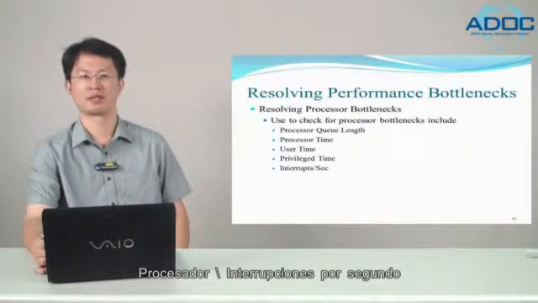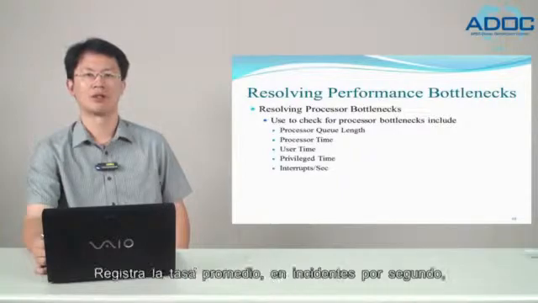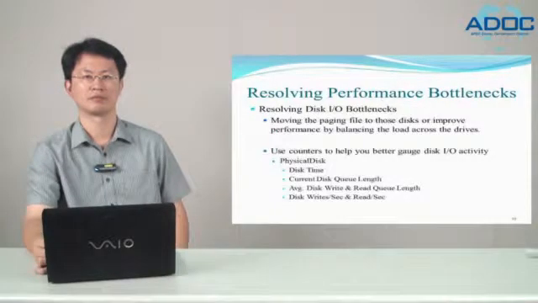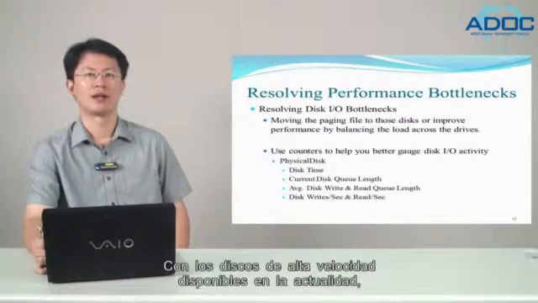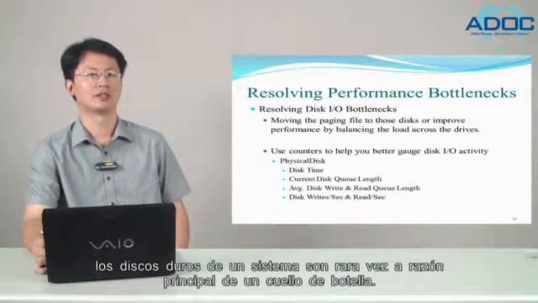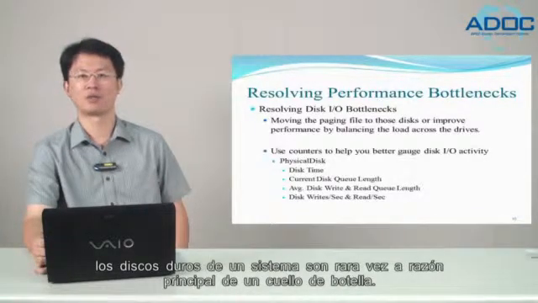Processor interrupts per second records the rate of hardware interrupts the processor receives and services, in incidents per second. With the high-speed disks available today, hard disks are rarely the primary reason for a bottleneck.